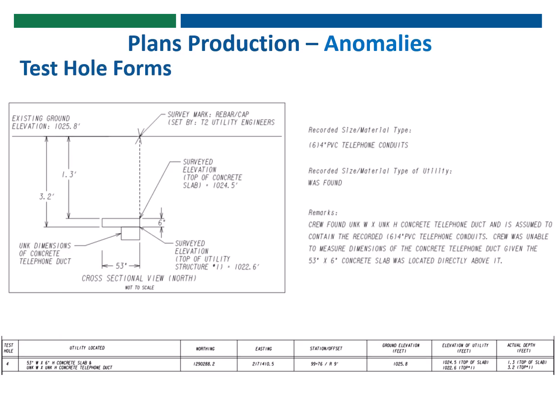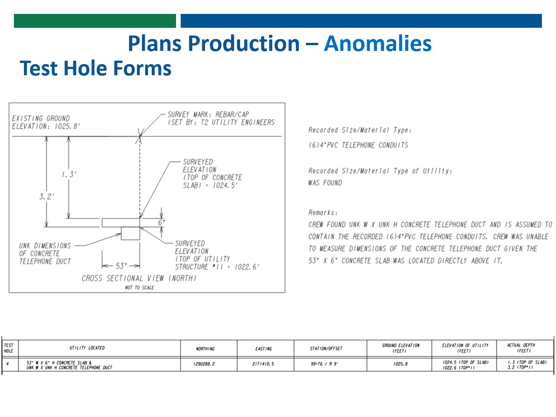In this example of an anomaly, the crew found an unknown width by unknown height concrete telephone duct and is assumed to contain the recorded 6 4-inch PVC telephone conduits. The crew was unable to measure the dimensions of the concrete telephone duct given the 53-inch by 6-inch concrete slab that was located directly above it.